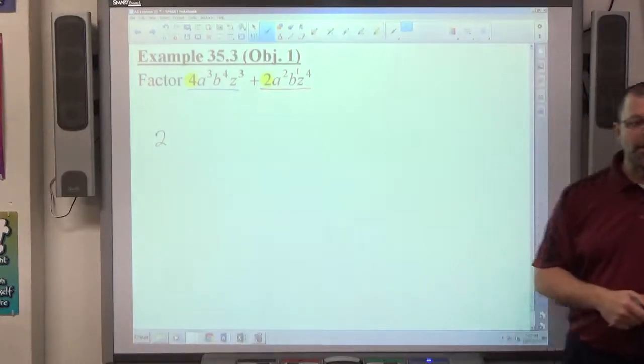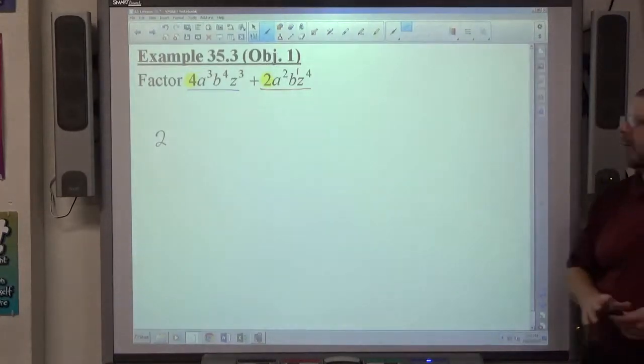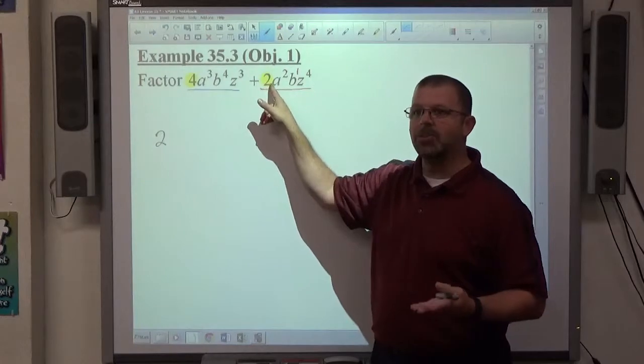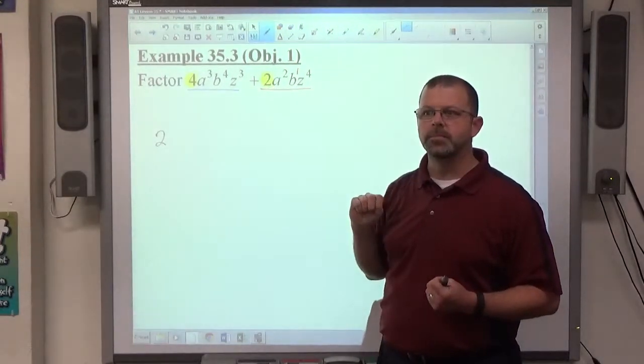Again, that's the simple test. Does the number I pick divide evenly into the numbers in the problem? It will never ever be bigger than the smallest one. So 4 and 2, that's the smallest one. I always start with that to see if it goes into everything, then that's it. Otherwise, I work my way down.